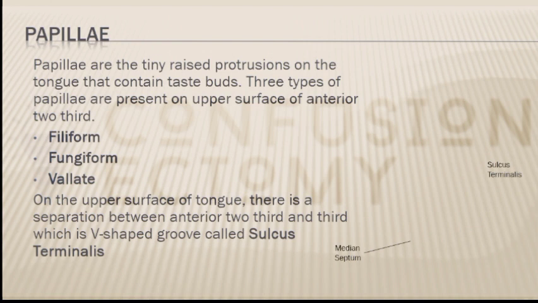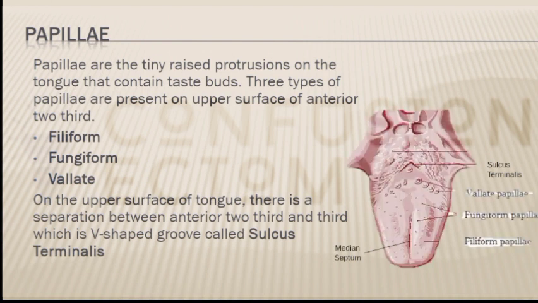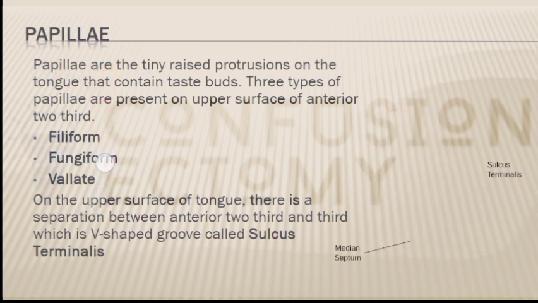Next is papillae. What is a papilla? A papilla is a tiny raised protrusion on the tongue that contains taste buds. Any tiny protrusion present on our tongue which contains taste buds, so we can feel the taste of the food, is a papilla. There are three types of papillae present on the upper surface of the anterior two-third of the tongue: filiform, fungiform, and vallate.